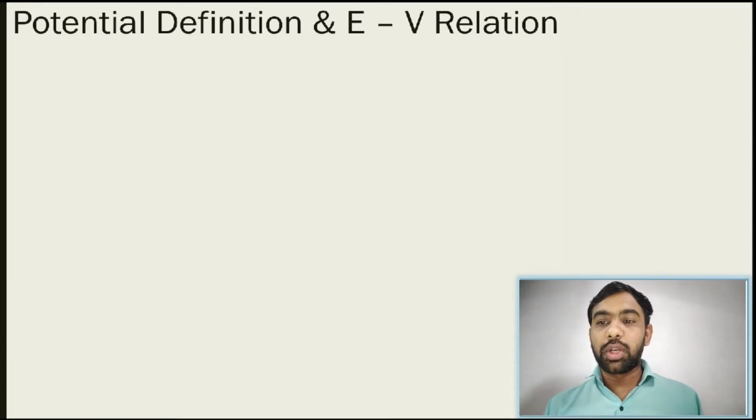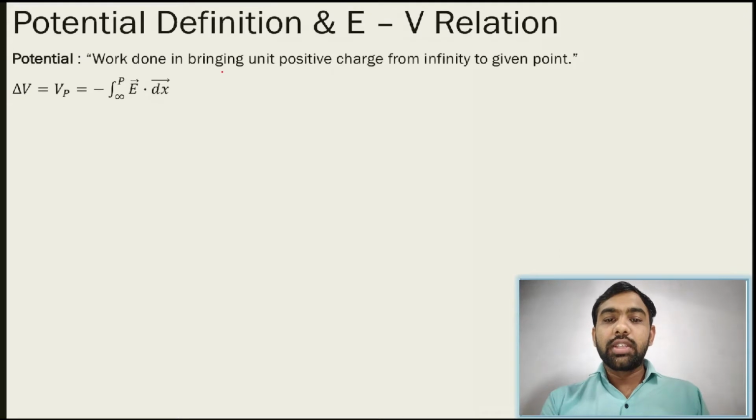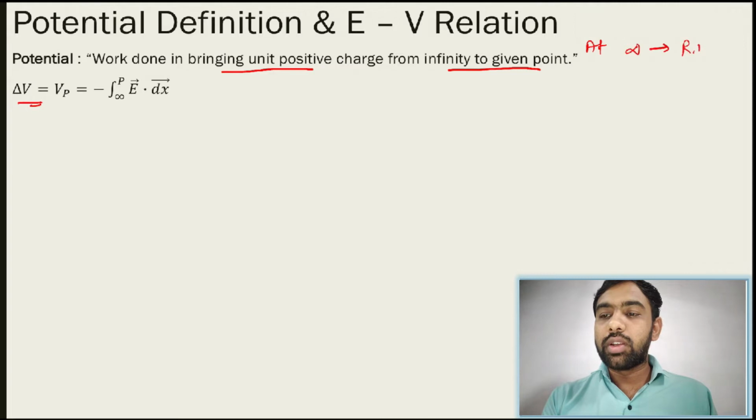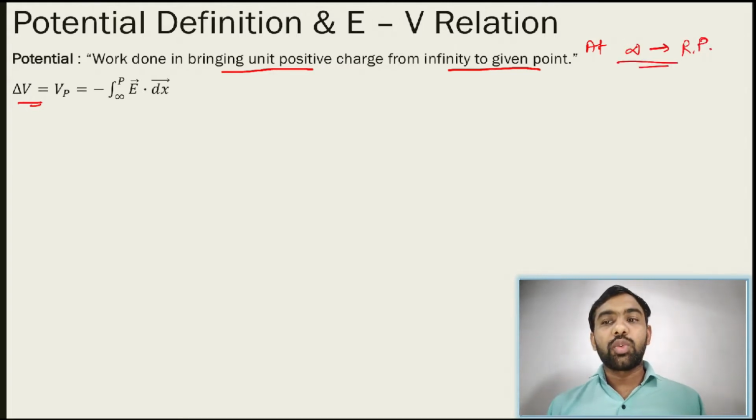So we know what potential is. Potential is the work done in bringing a unit positive charge from infinity to the given point. So delta V is given as Vp. Why? At infinity, that is our reference point, so potential is 0. So Vp is equal to minus integration from infinity to P of E dot dx. This is the simple definition of potential, as we know.